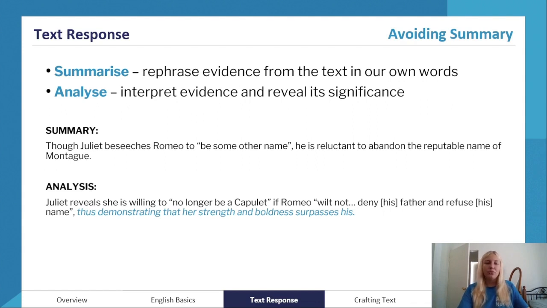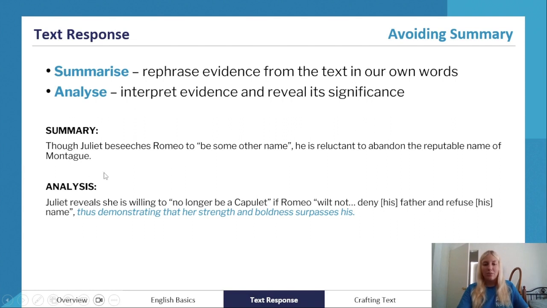Now, to avoid summary as well, remember that we need to try to analyze rather than summarize. A lot of students still don't seem to get what it means not to summarize. So I've included the definitions here. Summarizing is when you rephrase evidence from the text in your own words, you over-contextualize it. And when you analyze, you're actually interpreting the evidence and why it's significant, how it's important.